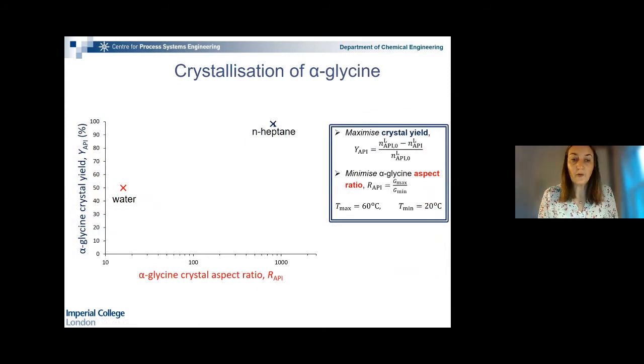So I'm showing you my two objectives here, the crystal yield, which I want to be as high as possible, and the aspect ratio, which I want to be as low as possible. So if I look at maximizing the yield, I find heptane is best. However, it doesn't have a very good aspect ratio. And I find water is best in terms of aspect ratio, but I don't get a great yield. So I clearly have some trade-offs here. Ideally, I want to be in this top corner here. Unfortunately, I cannot get there, but I can use my other solvents to try and get as close as possible.